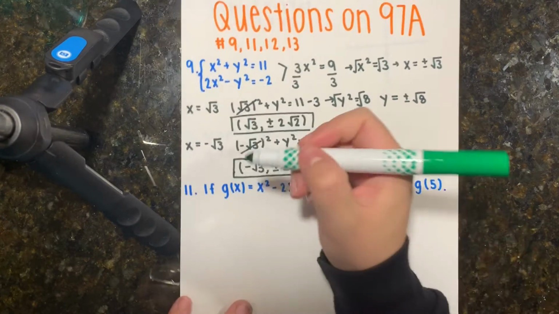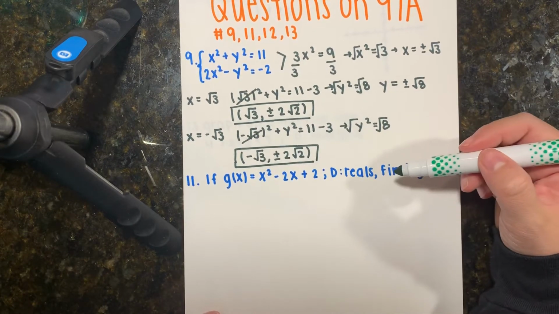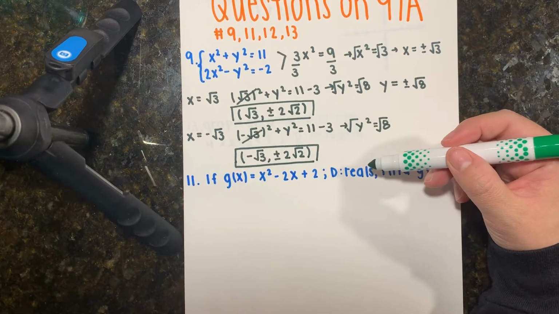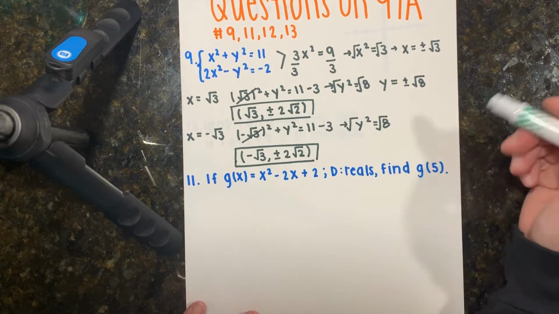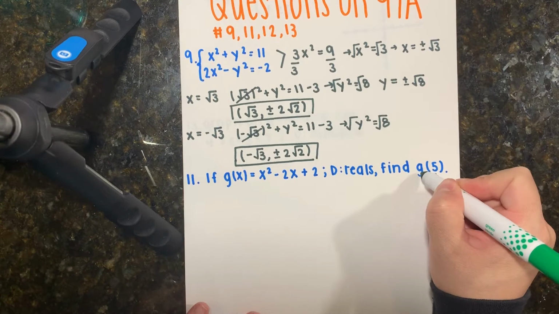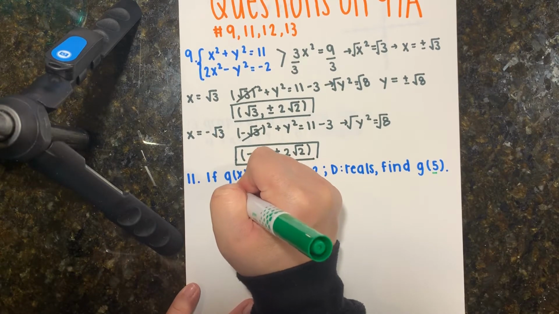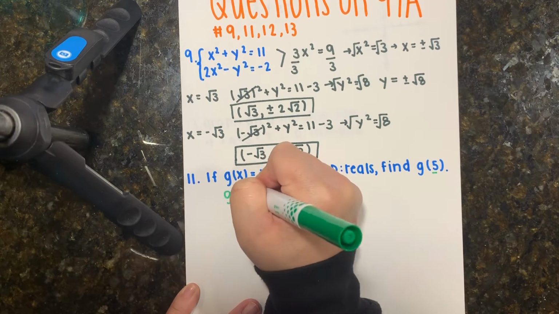This one says if the function g of x is equal to x squared minus 2x plus 2, the domain is reals, meaning the x values we plug in are going to be reals. Find g of 5. That means we're going to take 5 and plug it into the g function. So I'm going to go over to my g function and go g of 5.